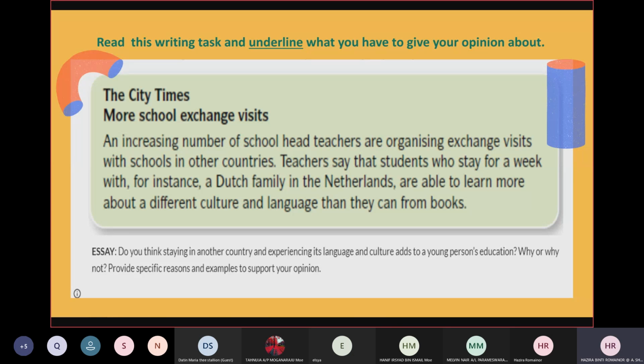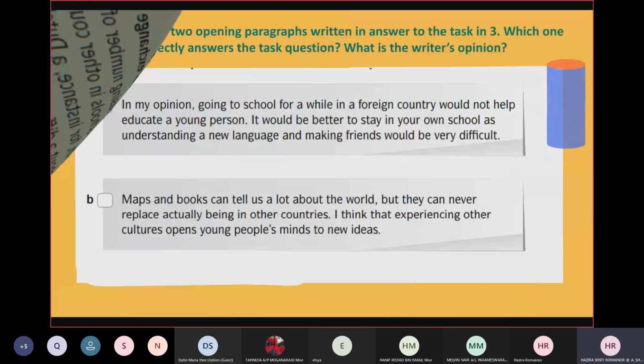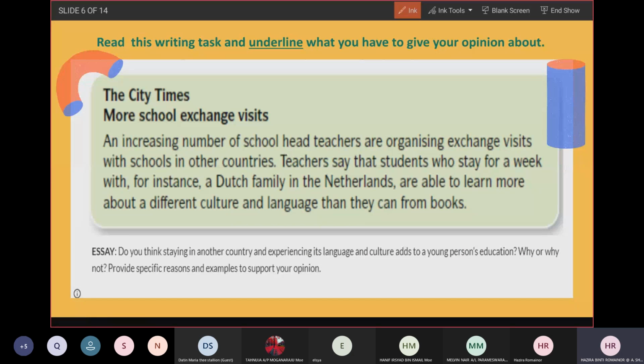So dekat sini soalan dia, do you think staying in another country and experiencing its language and culture adds to a young person's education? Why or why not? Okay, ini provide specific reason and example to support your opinion. So dalam soalan ni, benda yang awak kena tulis dalam karangan is, alright, this is the question. Dekat atas ni hanyalah the situation. Situasi keadaan dia. The real question is down there.